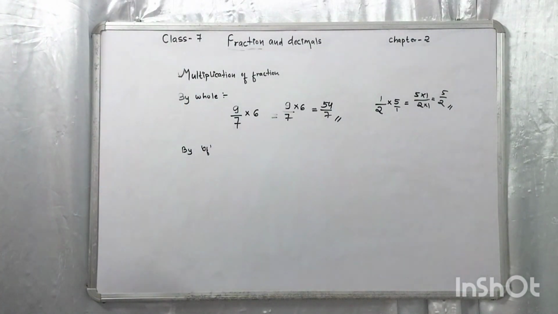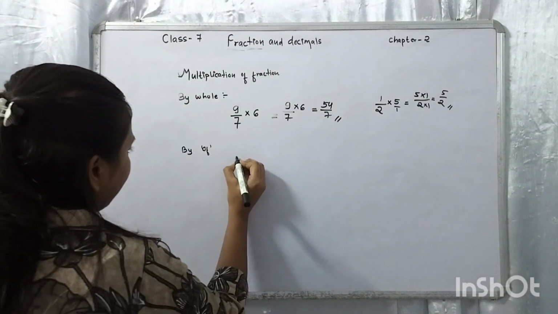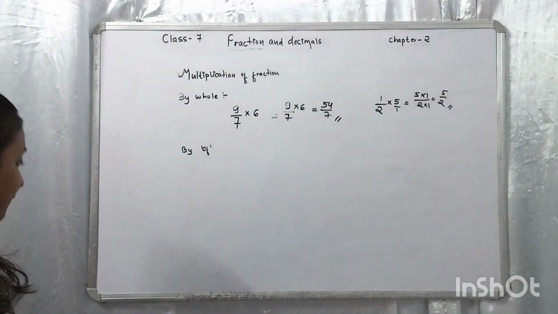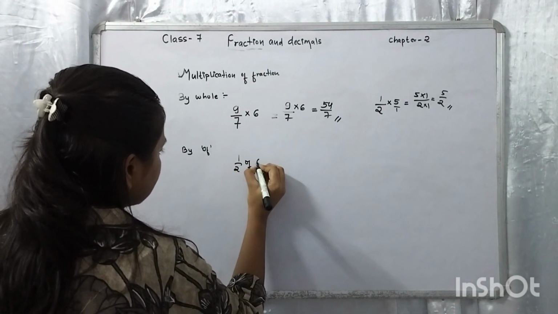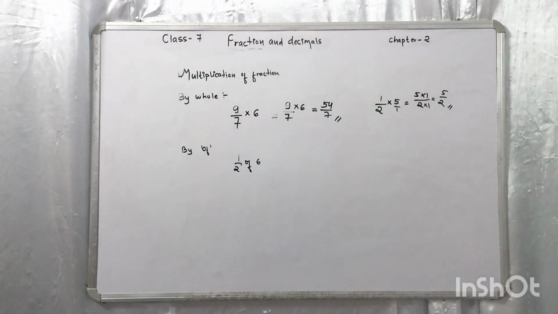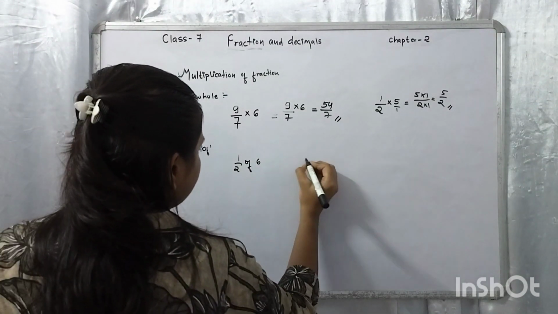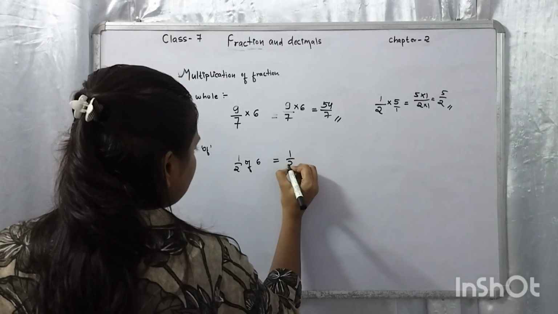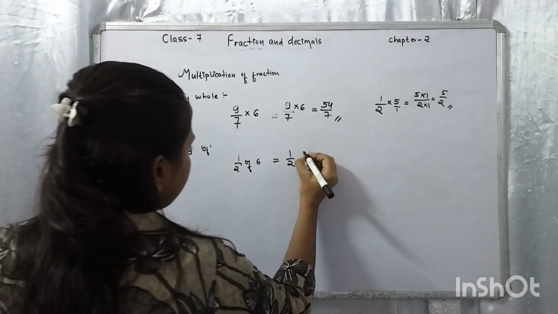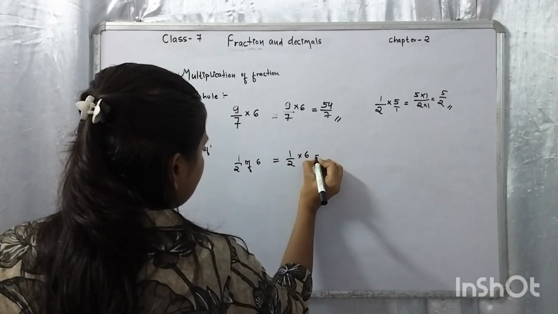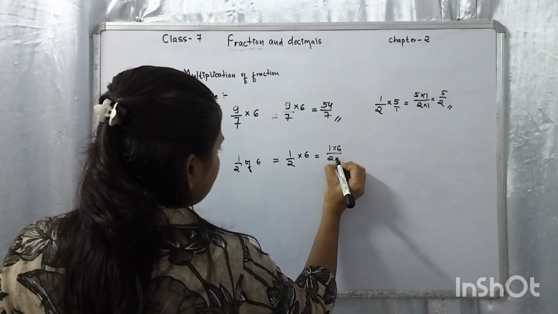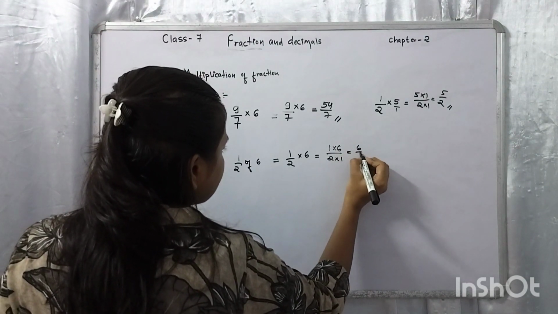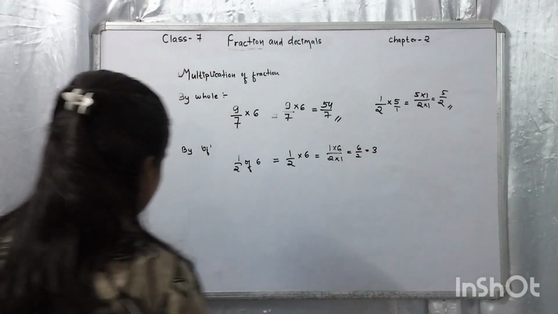Now there are some fractions where the of sign is given, like 1 by 2 of 6. Fine, 1 by 2 of 6. That will give you 1 by 2. Of can be converted into a multiplication sign. So this will give you 1 into 6 by 2 into 1, that is 6 by 2. This will give you the answer 3.